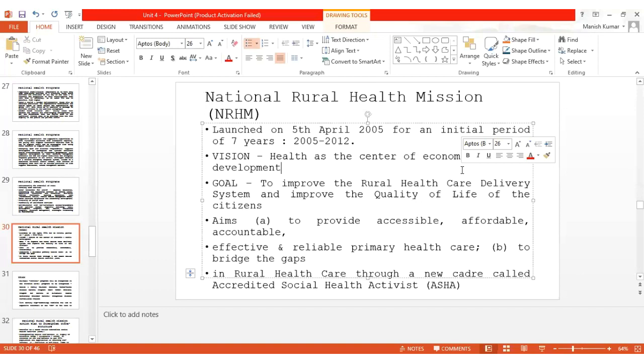NRHM was launched in 2005, and initially it was launched for 7 years, and then we thought how better it can be taken care of. So they started with a vision where health was at the center of economic and social development, and the goal was to improve the rural healthcare delivery system and the quality of life of the citizen.